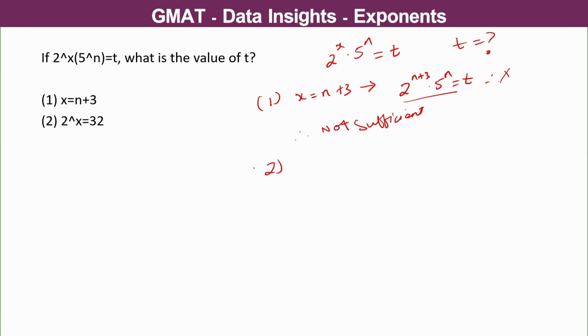Let us look at the second piece of information, that is 2 to the power of x is equal to 32, which means that 2 to the power of x is equal to 2 to the power of 5, since 32 is 2 raised to 5. So, x is equal to 5, but we still do not know n. To find the value of t, you need to know what x is, plus you should also know what n is. So, we do not know what n is, therefore, it is not sufficient on its own.